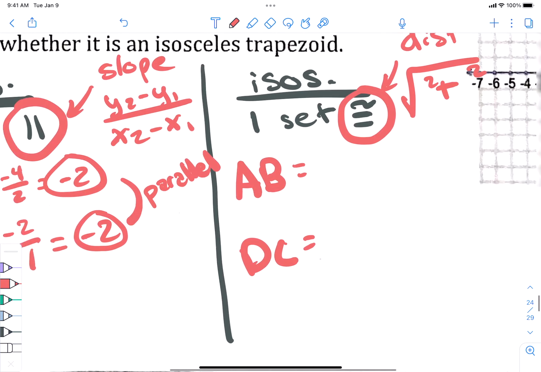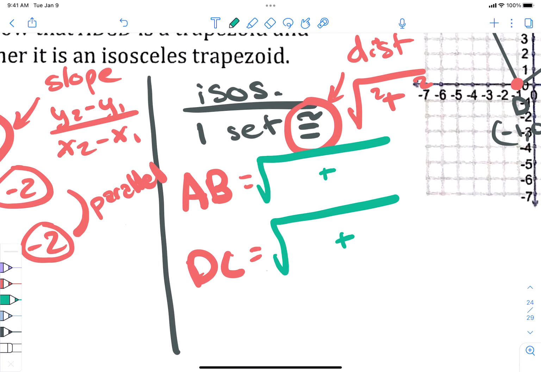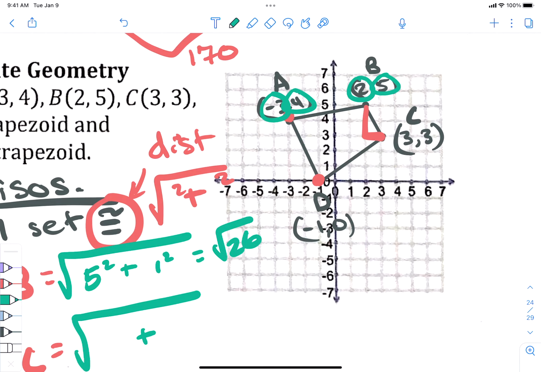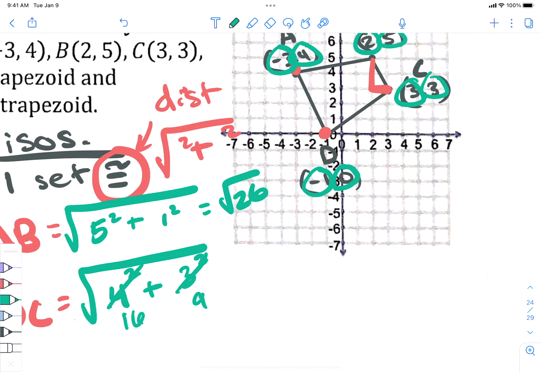Now we have to determine whether it's isosceles or not. So we're going to do some distances. We're going from A to B, we said. So we're looking at negative 3 to 2. How far? 5. And we're looking at 4 to 5, which is 1. So 5 squared and 1 squared is the square root of 26. We're just going to leave them like that. The last one, DC, from negative 1 to 3 is 4, and 0 to 3 is 3. So we've got 4 squared, 3 squared. 4 squared is 16, 3 squared is 9. That is?